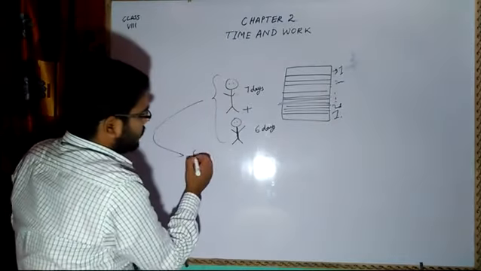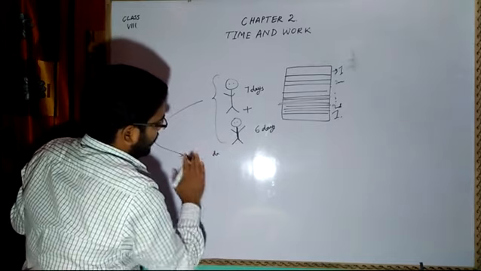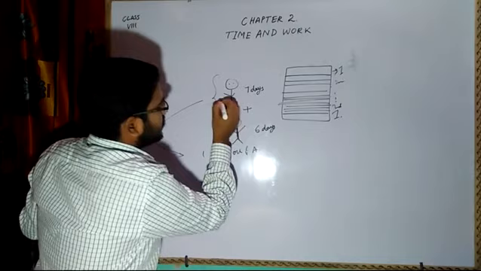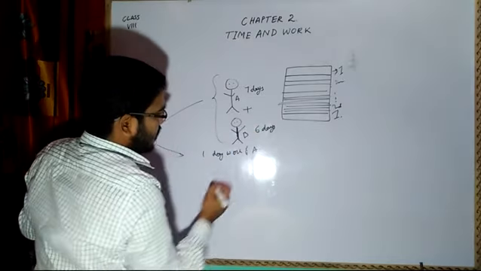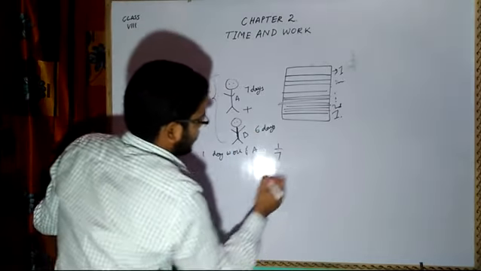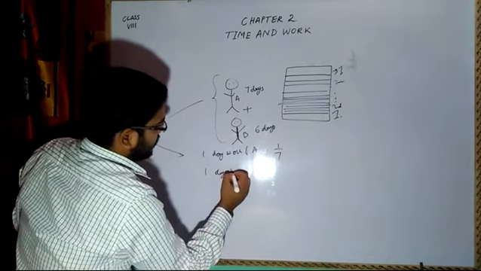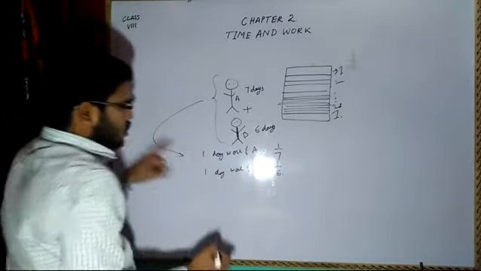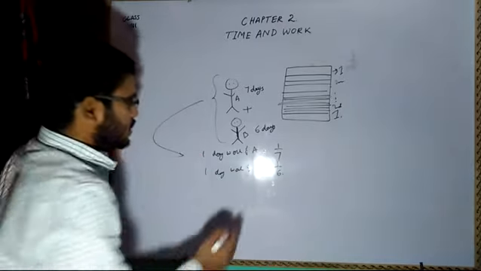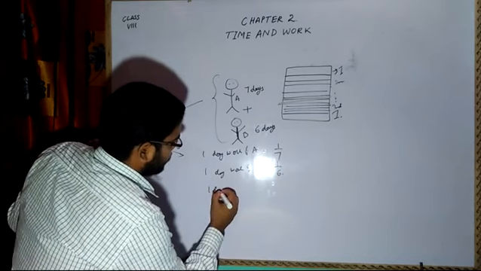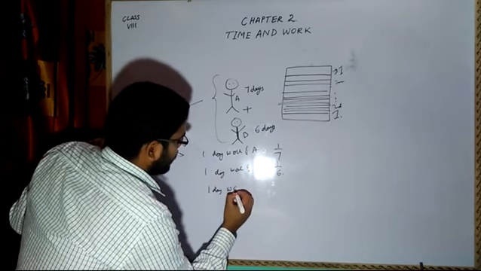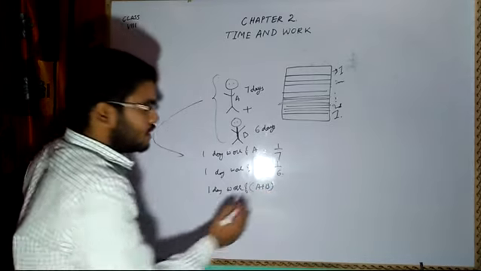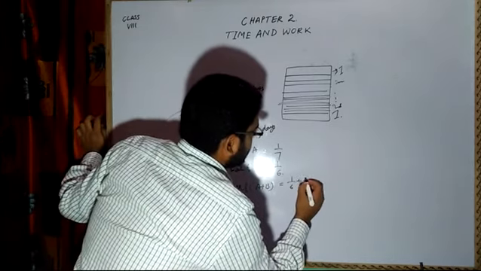Now 1 day work of A. This is boy A, this is boy B. 1 day work of A is equal to 1 by 7. Now 1 day work of B is equal to 1 by 6. Now together they are employed to finish the work. So I will write 1 day work of A plus B, that means together, will be equal to 1 by 6 plus 1 by 7.